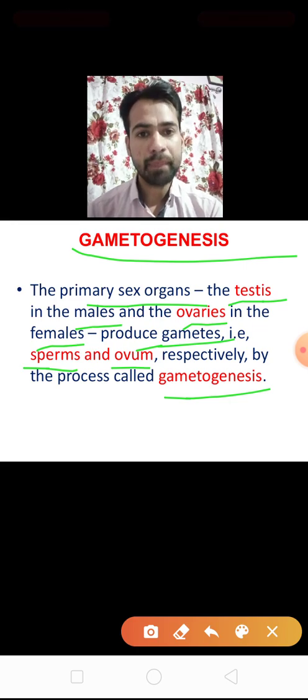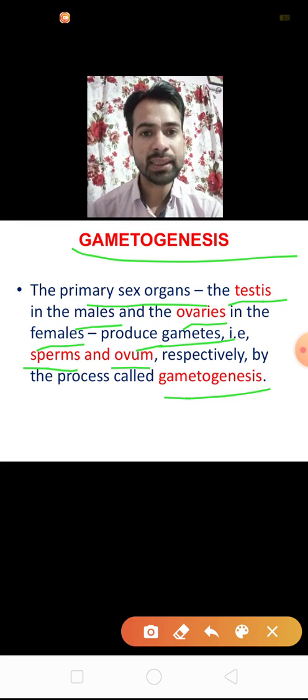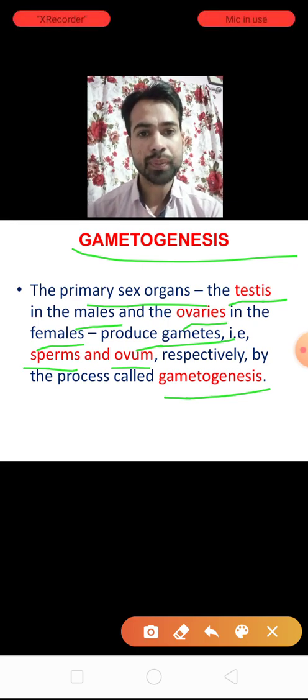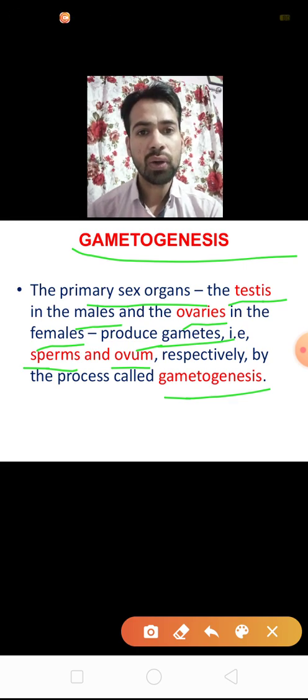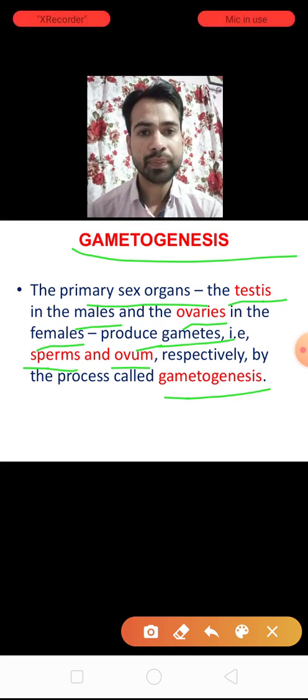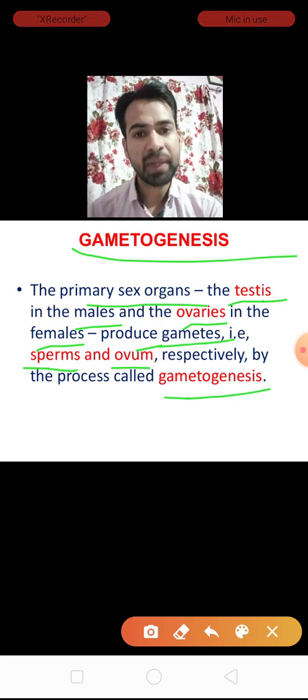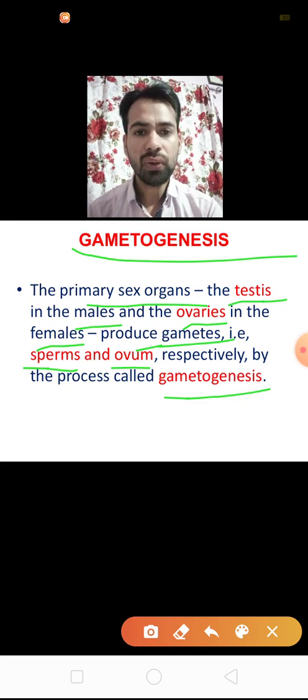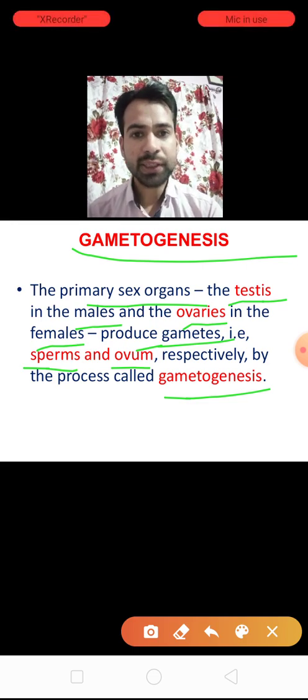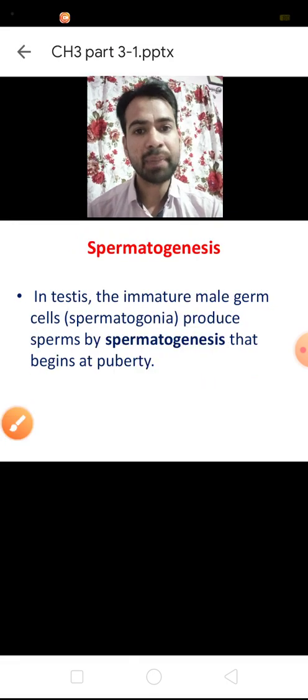formed. Male gamete is sperms and the female gamete is egg or ovum. By the process of spermatogenesis, sperms are formed, and by the process of oogenesis, egg or ovum are formed. That is why we can say that gametogenesis is of two types. Number one, spermatogenesis, and number two, oogenesis. Okay, so first we will discuss spermatogenesis.